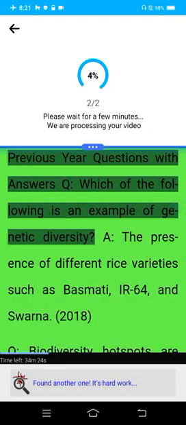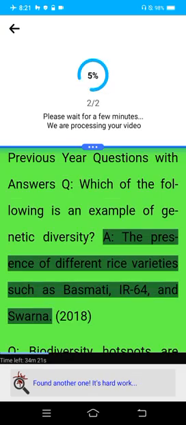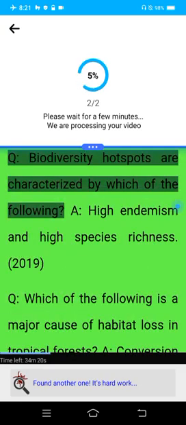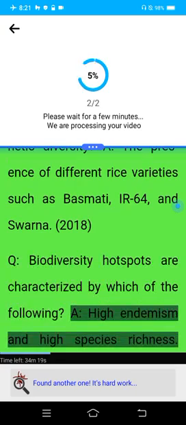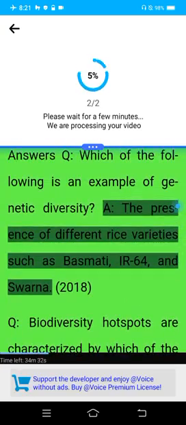Previous year questions with answers. Q. Which of the following is an example of genetic diversity? A. The presence of different rice varieties such as basmati, IR64, and Swarna. 2018. Q. Biodiversity hotspots are characterized by which of the following? A. High endemism.